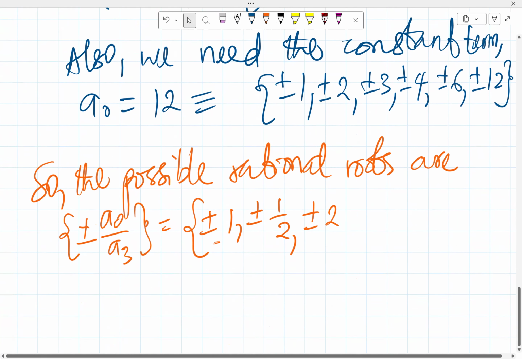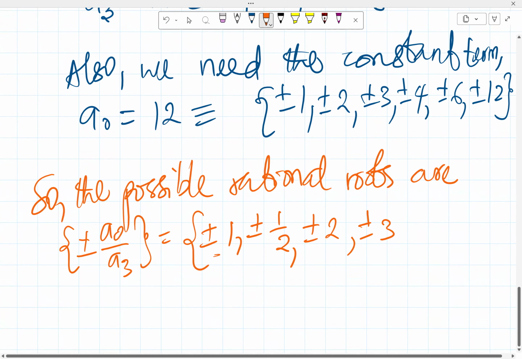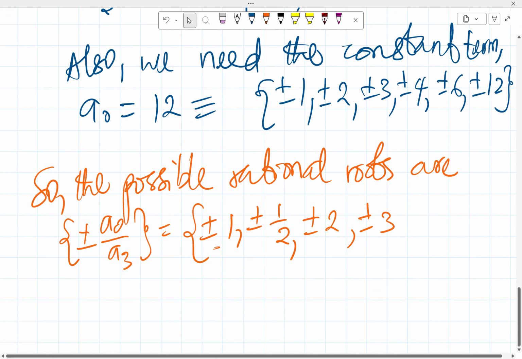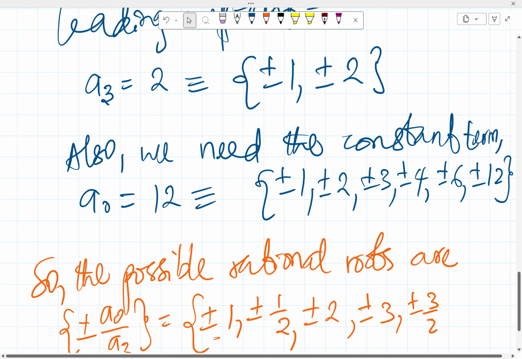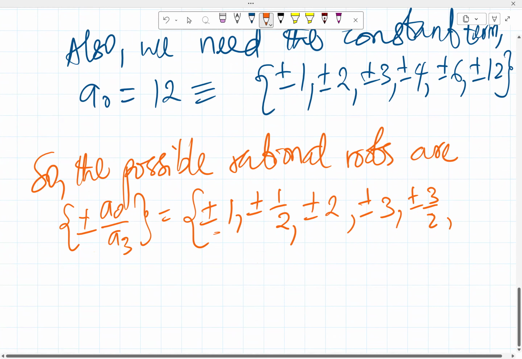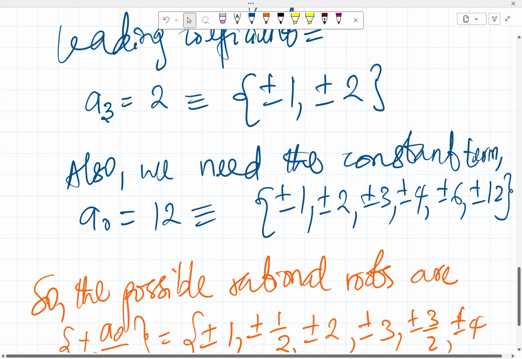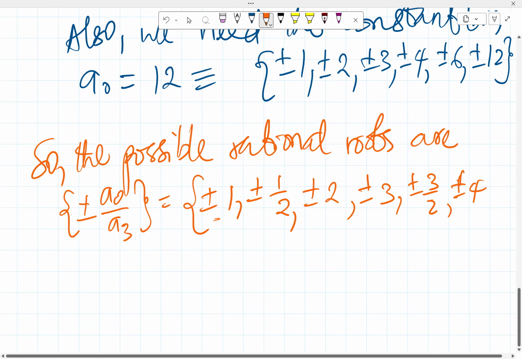Then plus or minus 3 over plus or minus 1, that is plus or minus 3. Then plus or minus 3 over plus or minus 2, that's plus or minus 3 over 2. Then plus or minus 4 over plus or minus 1, that is plus or minus 4. Then plus or minus 4 over plus or minus 2, that's already plus or minus 2.